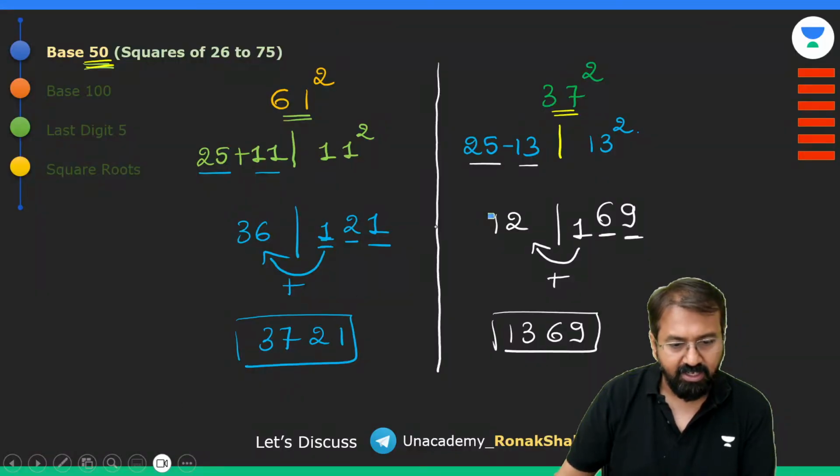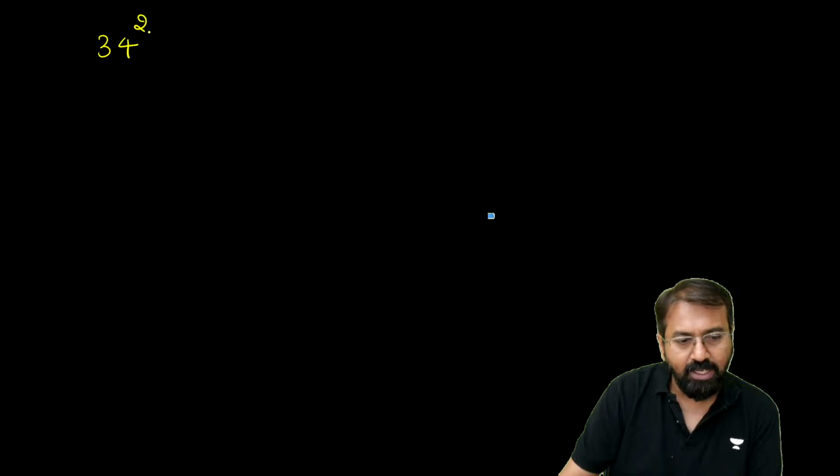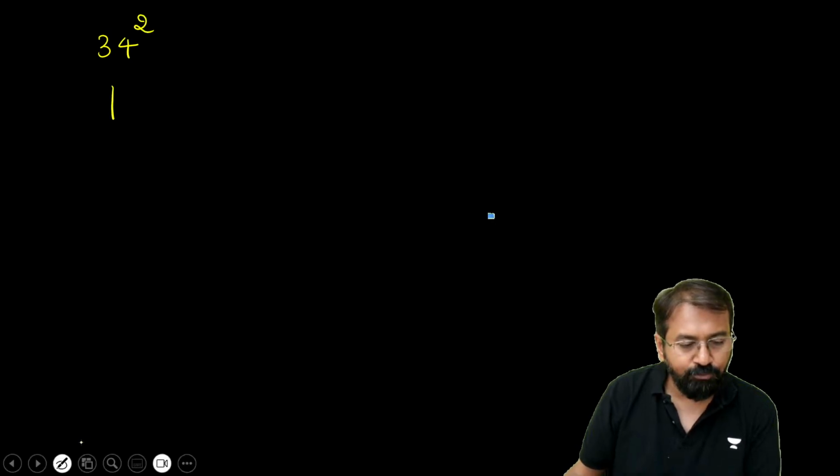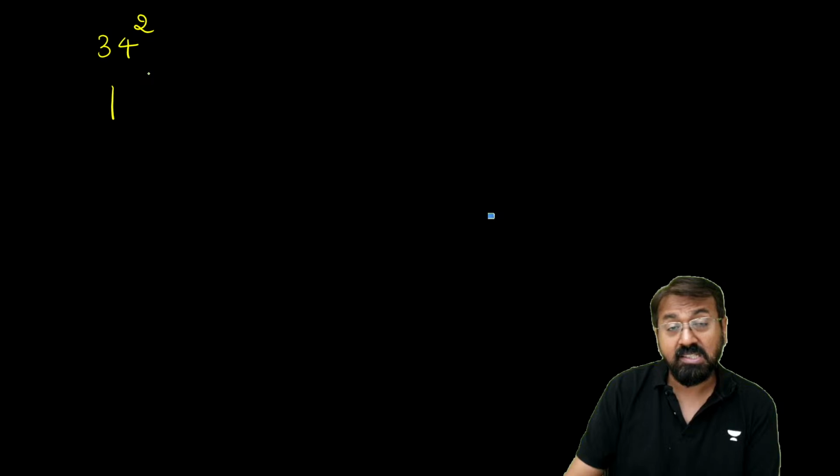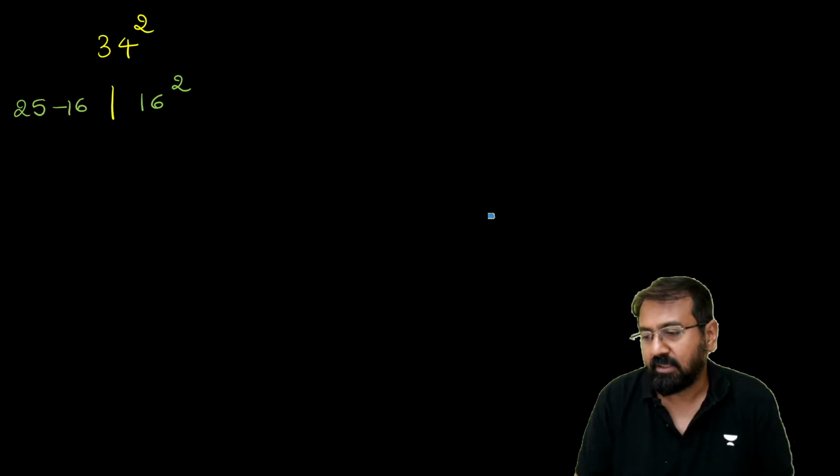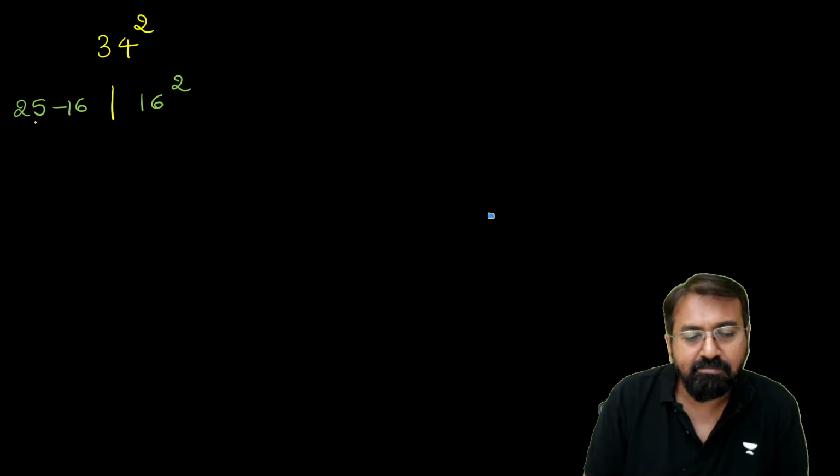Yes, just a second. So we were talking about 34 square. Let me write it over here. So guys, this is how you can calculate 34 square. Now 34 is 16 less than 50. So my right part should be 16 square and my left part will be 25 minus 16. Do you all agree? It's going to be 25 minus 16.